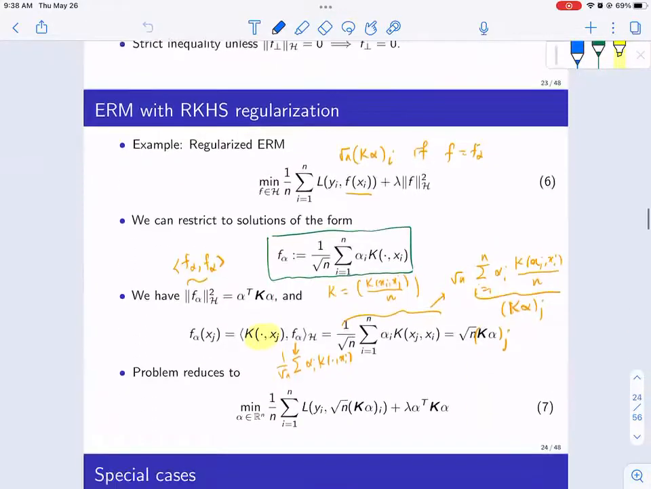And then once you have it, the solution would be of this form, f alpha, where this 1 over root n is for convenience because of the way you define the kernel matrix. If you do this, you can calculate the Hilbert norm. The Hilbert norm squared is alpha transpose K alpha. And then f alpha evaluated at xj would be basically the jth element of the matrix-vector product K alpha, and then you plug it in, multiply by root n, and this would give you a finite dimensional problem.